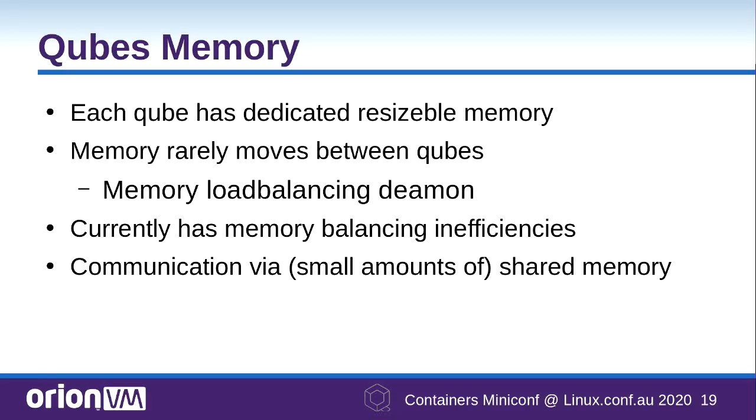Moving on, the next thing we want to talk about is memory. Each Qube has dedicated resizable memory. Generally, you have an initial memory of like 400, and it scales up as you need it, but you can change the initial and the max as you need. Memory generally moves between Qubes, and there is a daemon which runs once in a while, and it will move stuff, but it's generally not that fast. They generally won't move stuff very often. Communication is done over small amounts of shared memory, which are those Vchans we mentioned before. Essentially, it'll be a few megs that are used to copy stuff around.